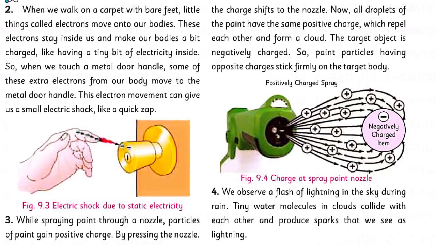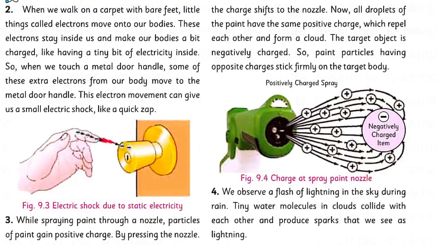2. When we walk on a carpet with bare feet, little things called electrons move onto our bodies. These electrons stay inside us and make our bodies a bit charged, like having a tiny bit of electricity inside. So, when we touch a metal door handle, some of these extra electrons from our body move to the metal door handle. This electron movement can give us a small electric shock, like a quick zap.